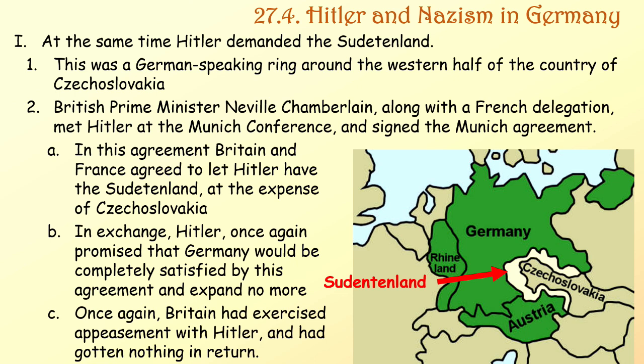This was a German-speaking ring around the western half of the country of Czechoslovakia. British Prime Minister Neville Chamberlain, along with a French delegation, met Hitler at the Munich conference and signed the Munich Agreement. In this agreement, Britain and France agreed to let Hitler have the Sudetenland at the expense of Czechoslovakia. In exchange, Hitler once again promised that Germany would be completely satisfied by this agreement and expand no more.